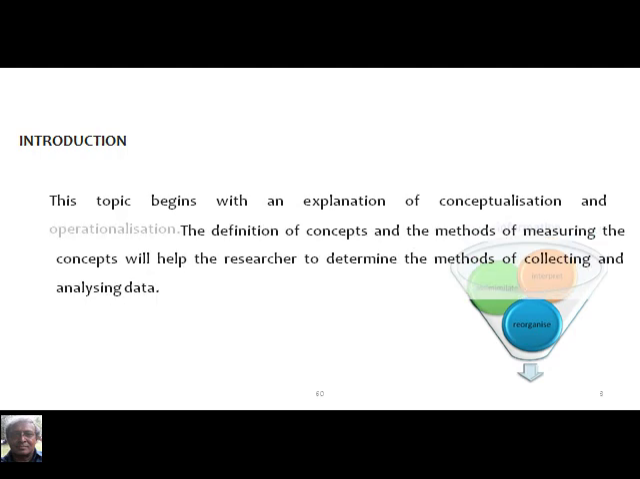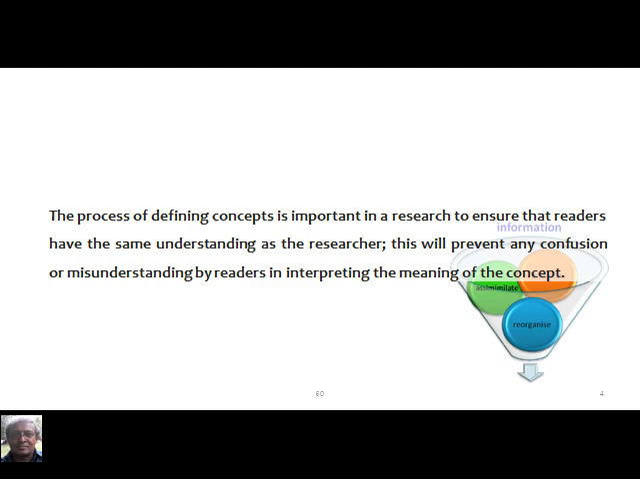The definition of concepts and the methods of measuring the concepts will help the researcher to determine the methods of collecting and analyzing data. The process of defining concepts is important in a research to ensure that readers have the same understanding as the researcher. This will prevent any confusion or misunderstanding by readers in interpreting the meaning of the concept.